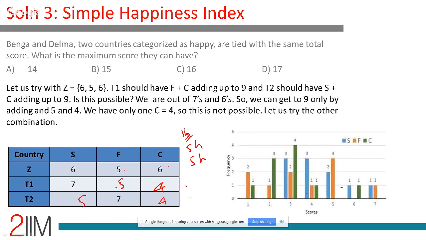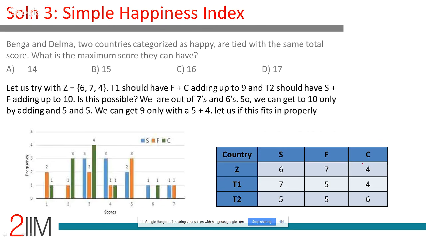And so we don't have any 5 for C. C should be 4. C is green. There's only 1 4. So both of these cannot be 4. So with this table, 17, 16, 16 is ruled out. We're going to go to the next table, which is 6, 7, 4.